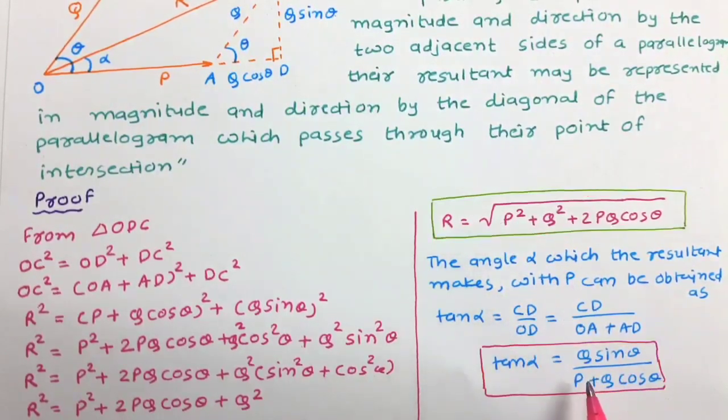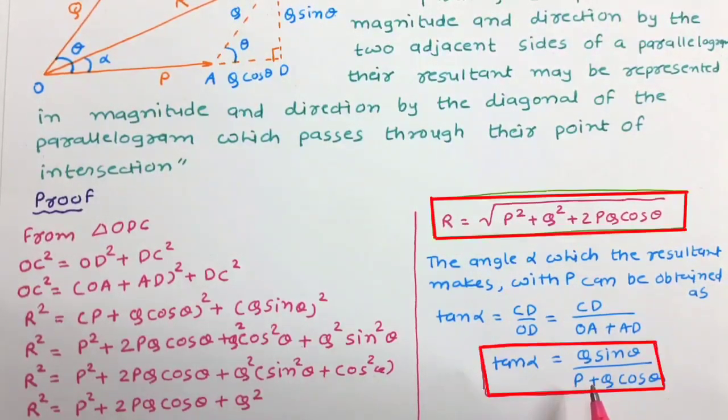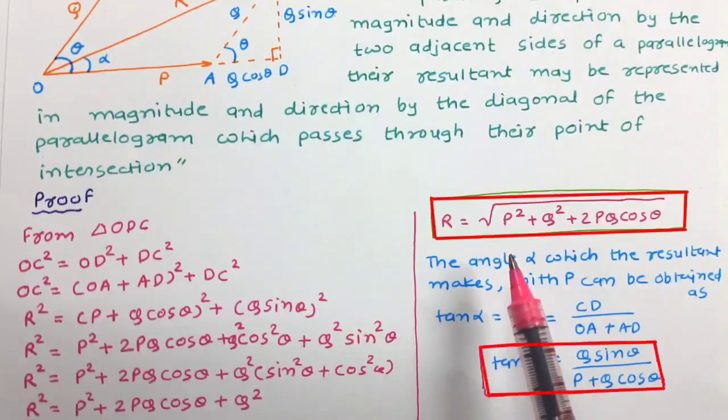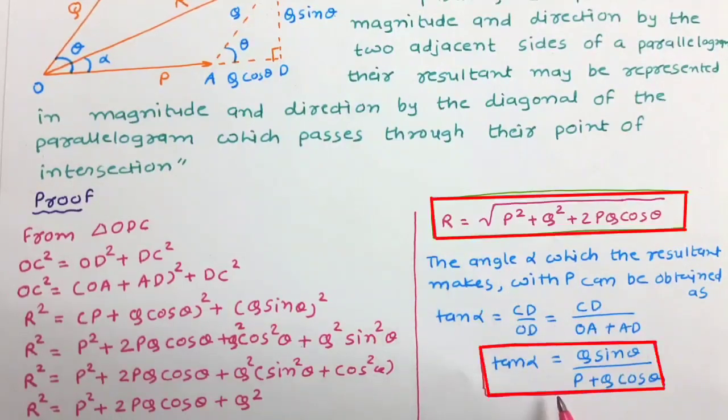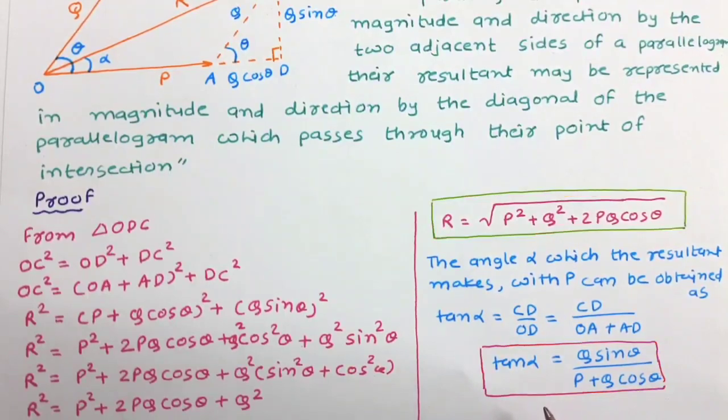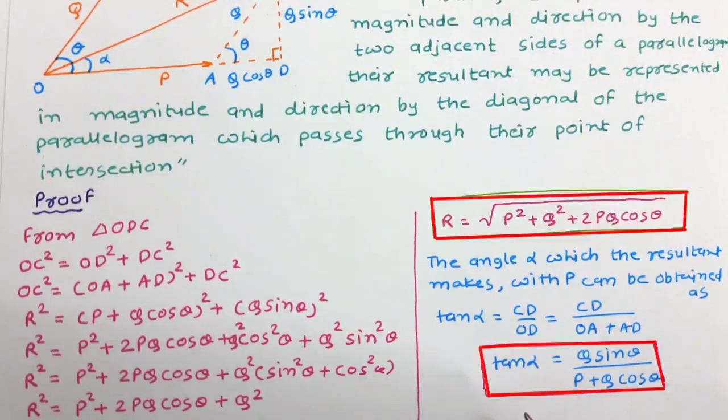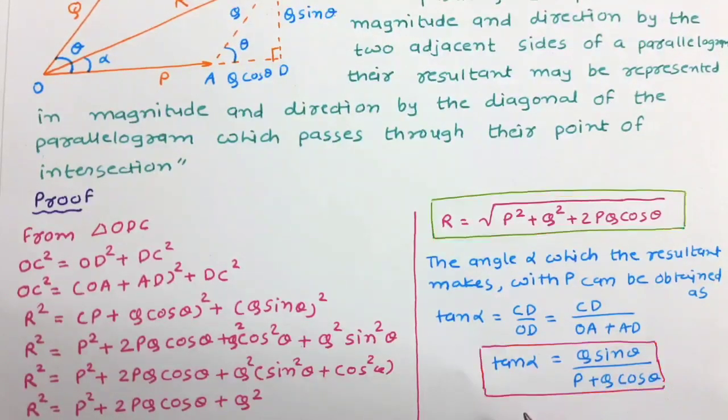So these are the two important equations for the parallelogram law of forces. From the first equation we can work out the magnitude of the resultant, and from this we can work out the direction. So these equations will be very helpful for solving problems related to the parallelogram law of forces, which we will solve in the next lecture.